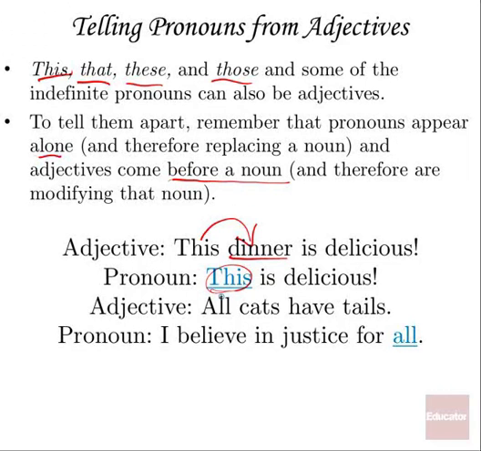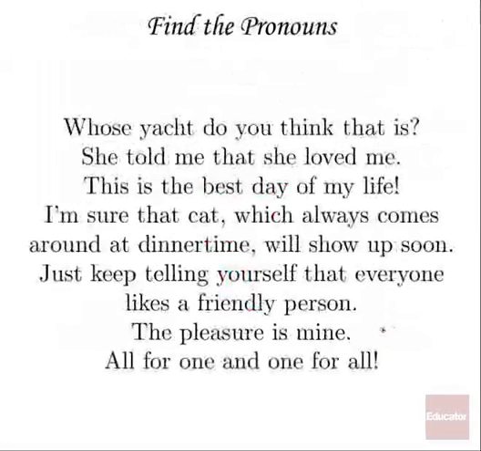So, it's a pronoun. All cats have tails. All, in this case, modifies cats. But the pronoun version would be something like, I believe in justice for all. All meaning all people, but it's standing in for the noun people. I believe in justice for all. You can also tell that it's acting like a noun because it is the object of the preposition for. But we'll get to prepositions in a later lesson.